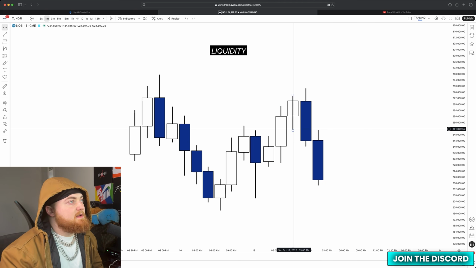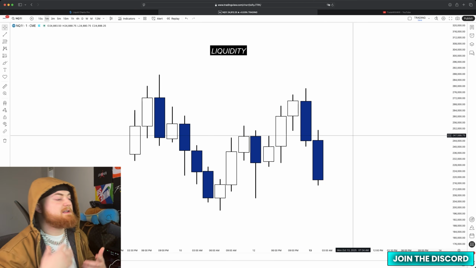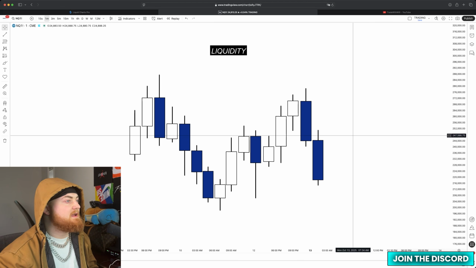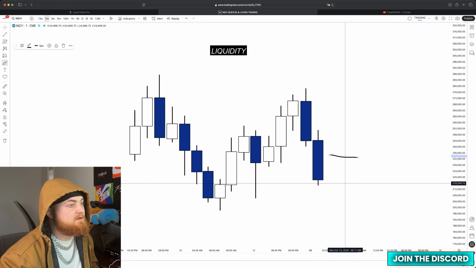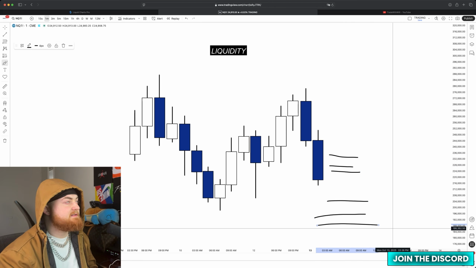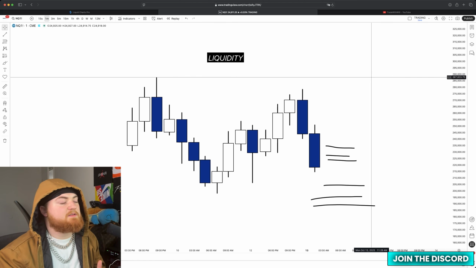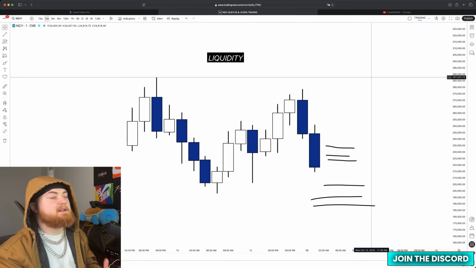Now, before one can understand how to see liquidity on a chart, we have to start to understand what liquidity is. And put simply, all liquidity is just resting orders, okay? If there's sell orders above price or buy orders below price, that's liquidity. It's just unfilled resting orders in the marketplace. If you've ever placed a limit order onto the market, you have created liquidity in the market.